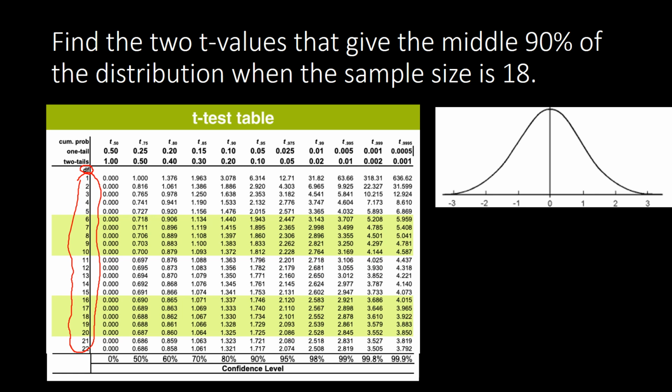Now next, at the top, or at the header, you have here one tail and you've got there two tails. So if later on your problem is talking about one tail, then you are going to refer to that header and look for the df with respect to that header. And under one tail, you've got there the values 0.5, 0.25, 0.20, and so on. Those are actually what we call the alpha.